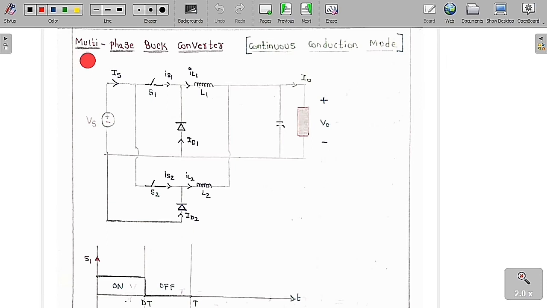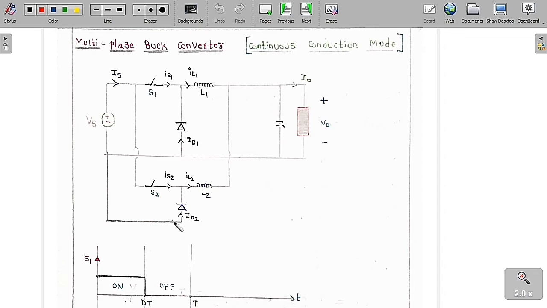Now we are going to study the multi-phase buck converter, here in the continuous conduction mode. Multi-phase buck converter means we keep more than one buck converter in order to supply the load. Therefore, there are two buck converters. Multi-phase buck converter in the continuous conduction mode.